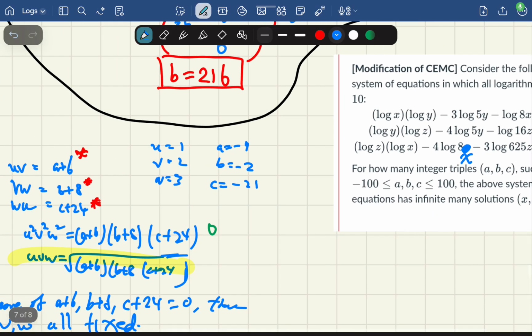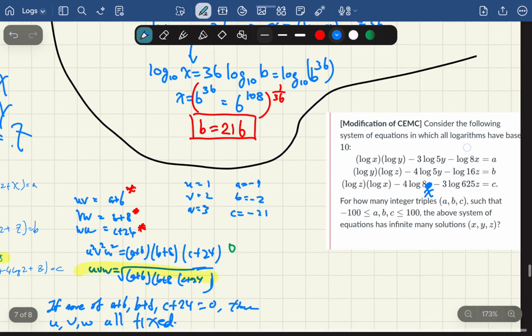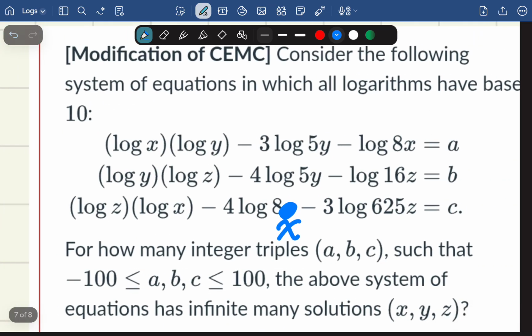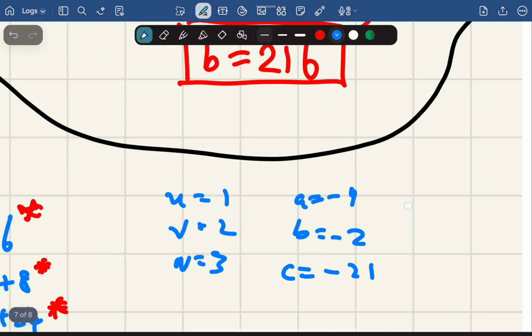We need to run a CEMC problem in China. So log x log y minus 3 log 5y, you have these three equations, and note this was originally printed as y, but it's supposed to be x. So how many integer triples a, b, c are there such that the above system of equations has infinitely many solutions?